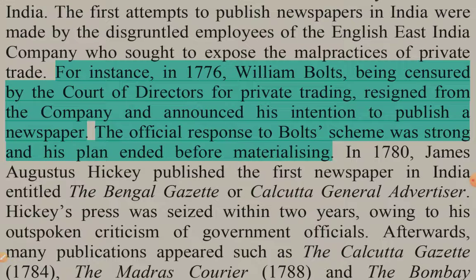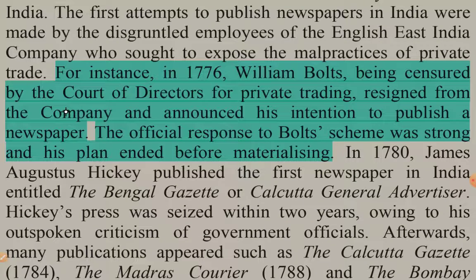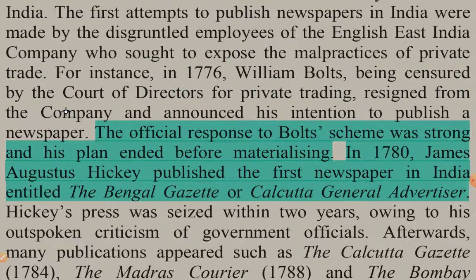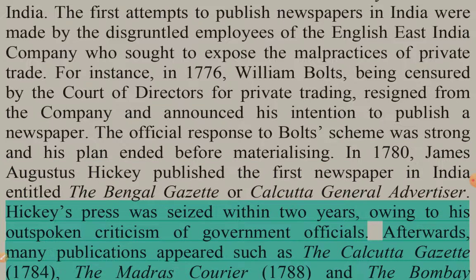For instance, in 1776, William Bolts, being censured by the Court of Directors for private trading, resigned from the company and announced his intention to publish a newspaper. The official response to Bolts's scheme was strong and his plan ended before materializing. In 1780, James Augustus Hickey published the first newspaper in India entitled the Bengal Gazette or Calcutta General Advertiser. Hickey's press was seized within 2 years, owing to his outspoken criticism of government officials.